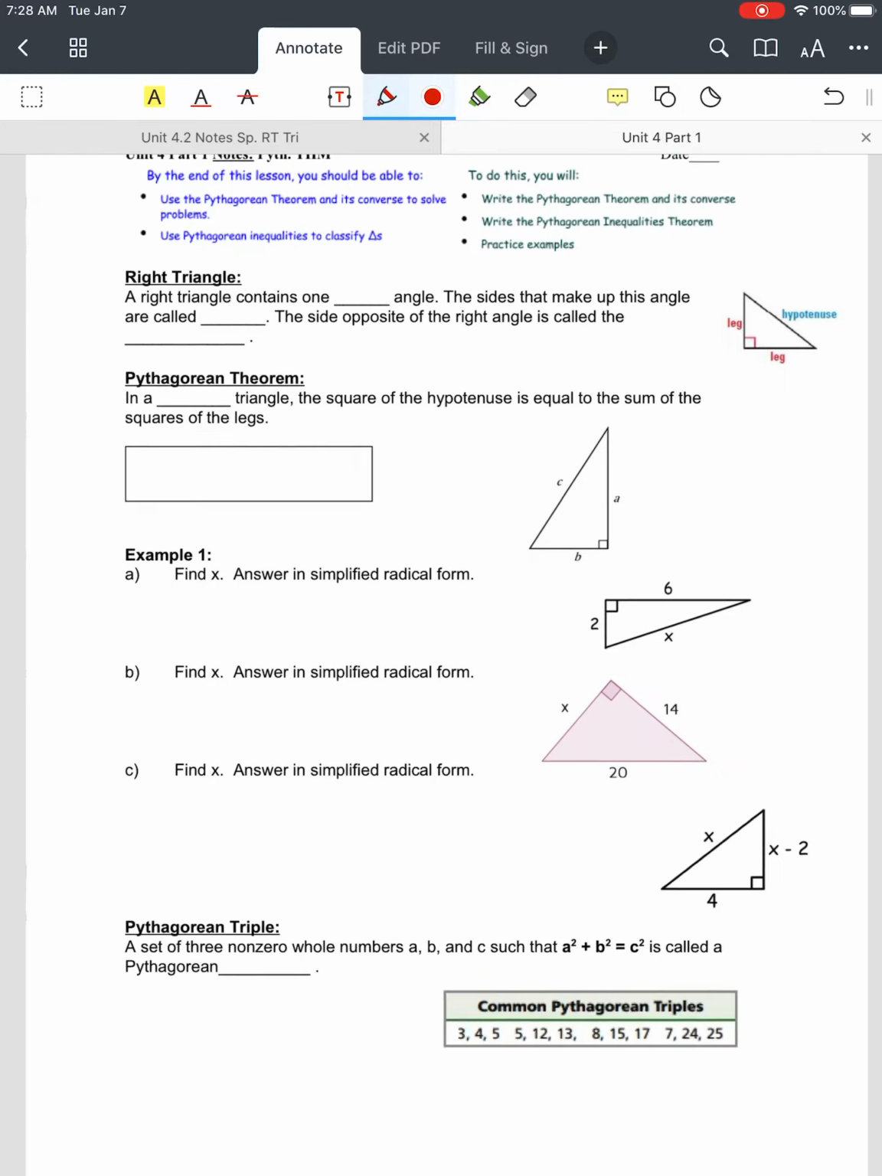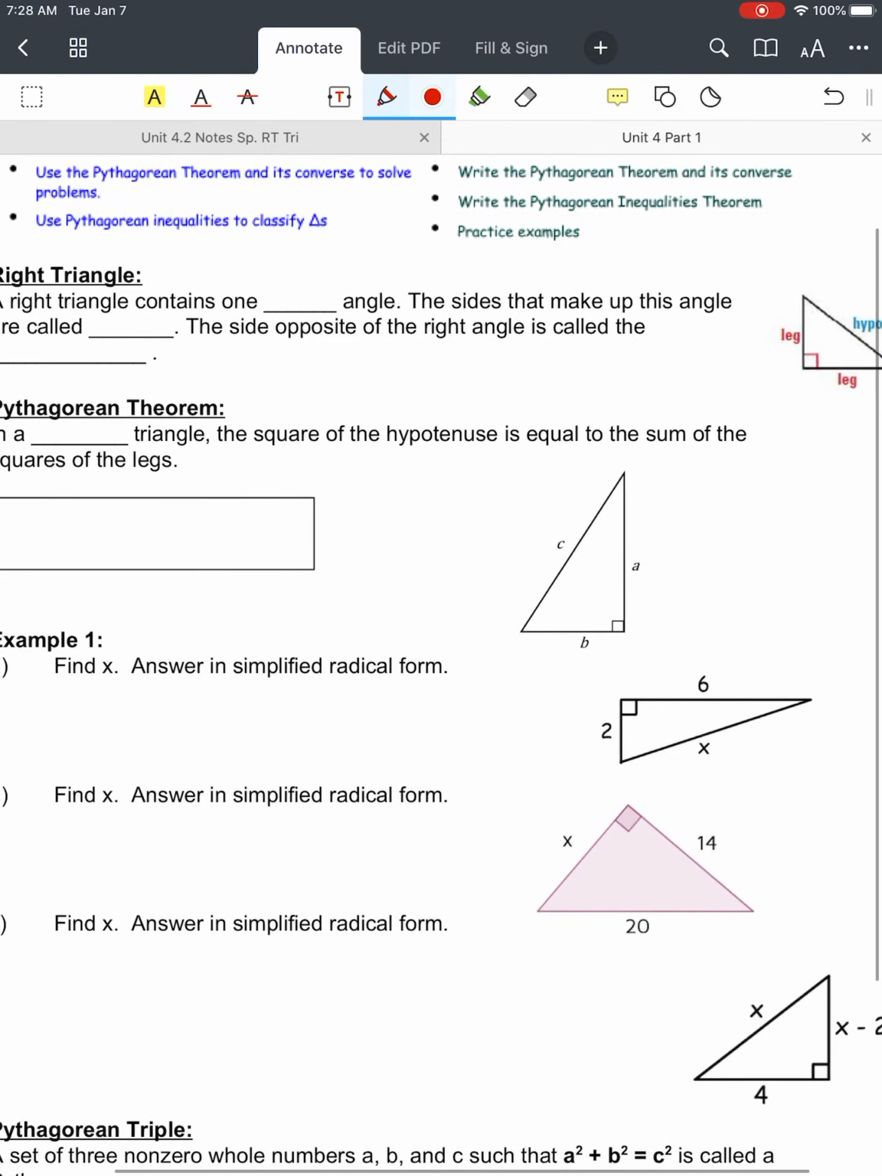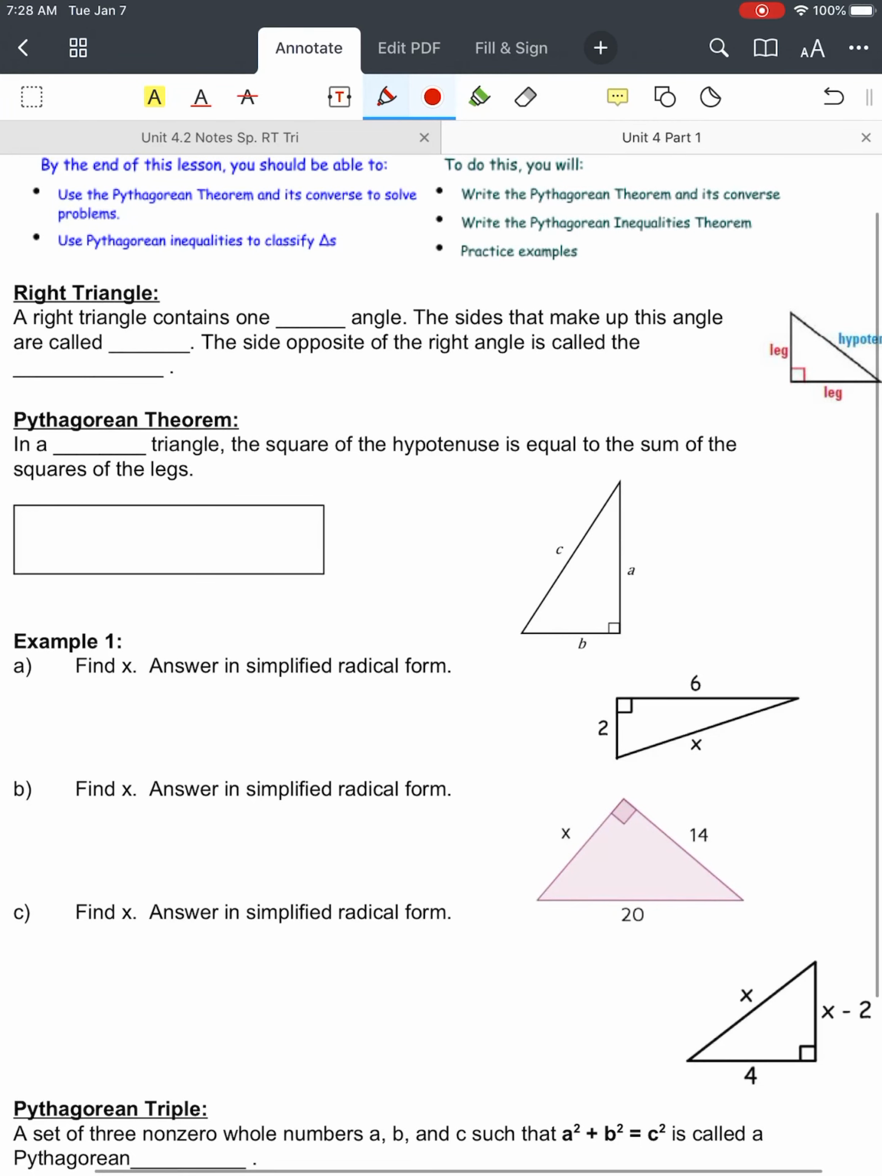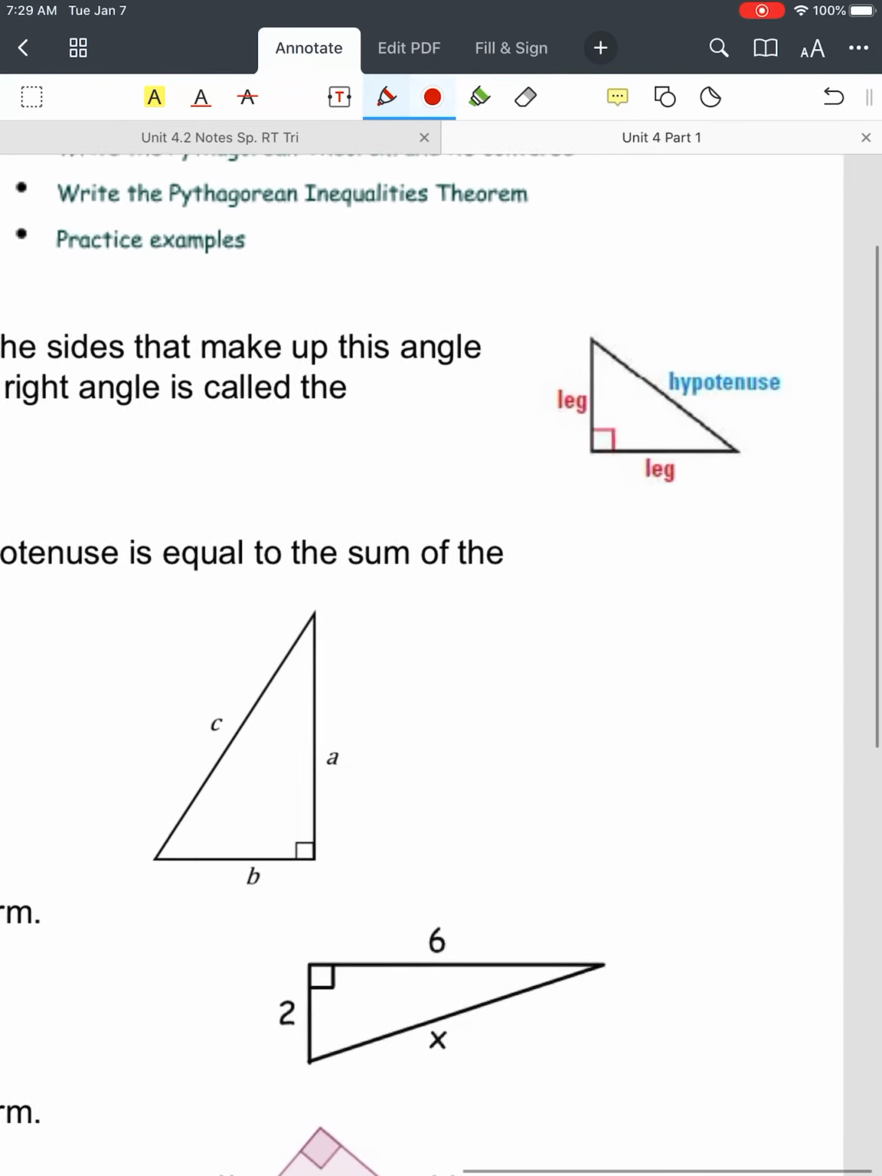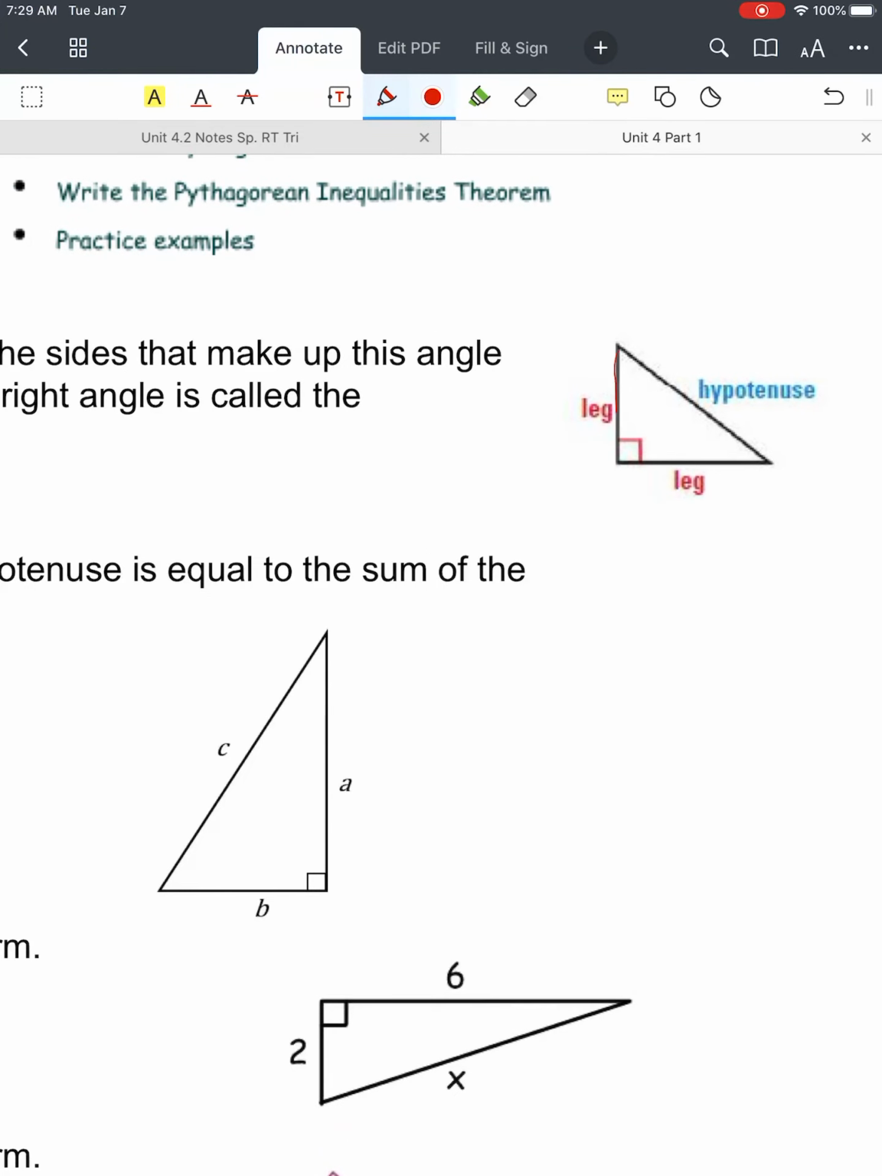Let's begin with what a right triangle is, because in order to use the Pythagorean theorem we have to know that it is a right triangle. A right triangle contains one right angle, and the sides that make up the angle are called the legs. The side opposite of the right angle is known as the hypotenuse. On a right triangle, we always have the legs making up that right angle, and the hypotenuse is always that longest side that's across from the right angle.